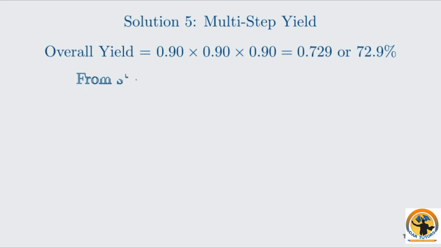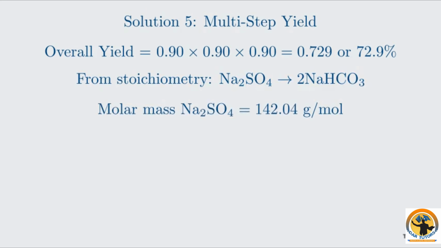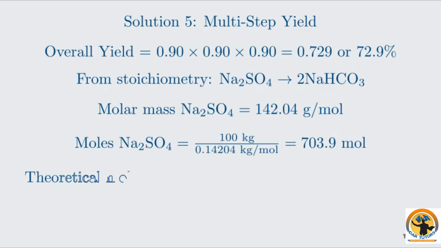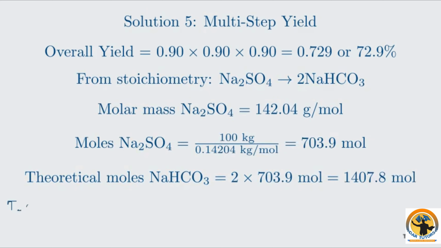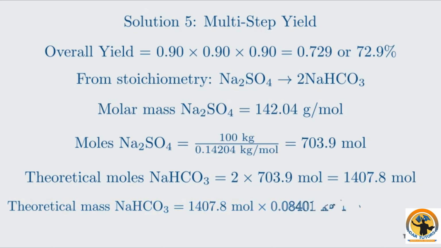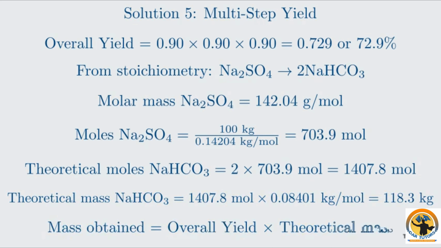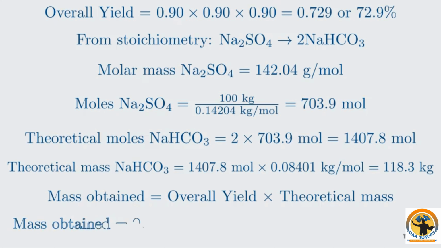From the stoichiometry of the overall process, 1 mole of sodium sulfate eventually produces 2 moles of sodium hydrogen carbonate. We calculate the moles of sodium sulfate we start with, multiply by 2 to find the theoretical moles of product, and then convert that to a theoretical mass. Finally, we apply our overall percentage yield. The mass of product obtained is 72.9% of the theoretical mass, which is 86 kilograms.